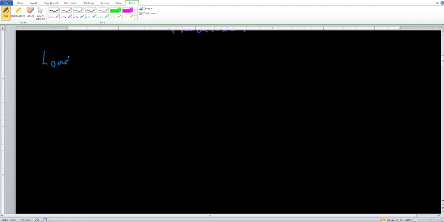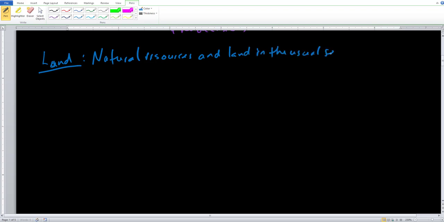Here, first we take a look at land. So in terms of land, what do you think is going to be included under land? Well, land is going to be, of course, the land in the usual sense. It's the land that you're sitting on or standing on right now. But there's also a second component that we shouldn't leave out, and that's where the natural resources come in as well. So land includes natural resources and land in the usual sense, the physical land that you're sitting on or standing on right now.